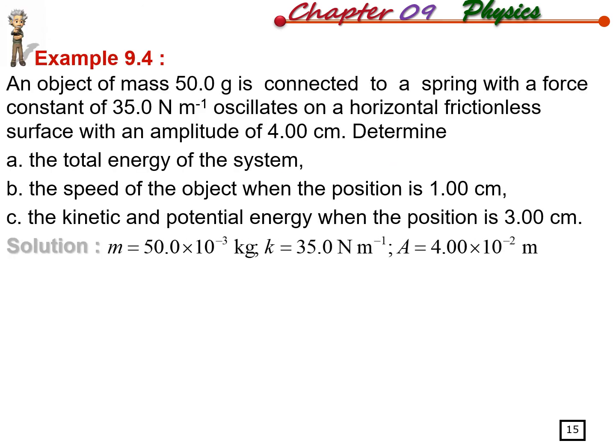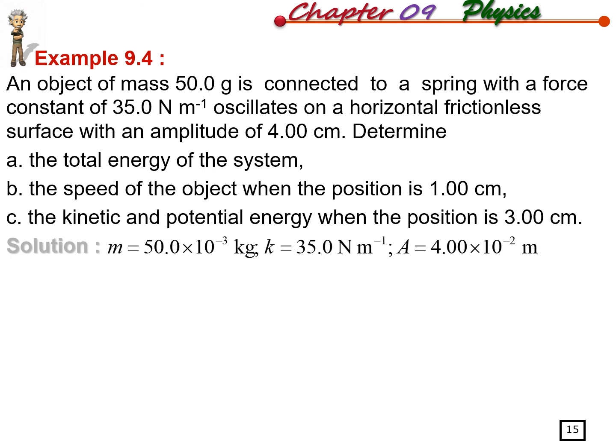Example 9.4, you have an object of mass 50 gram connected to a spring with a force constant given as 35 Newton per meter, oscillating on a horizontal frictionless surface with an amplitude given as 4 centimeter. They wanted to determine the total energy of the system, the speed of the object when the position is 1 cm, and then C, the kinetic and potential energy when the position is given as 3 cm.